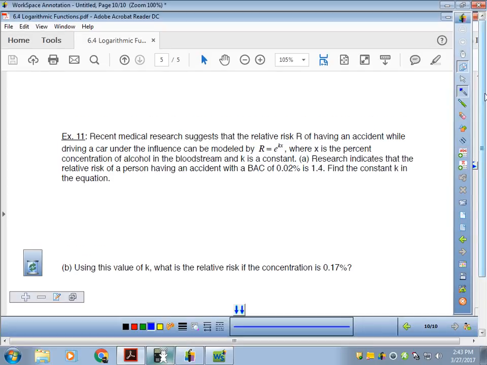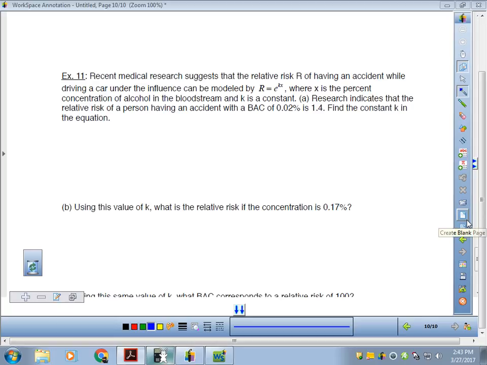So our last thing is a word problem involving exponentials and logarithms, which is not too bad. It says, recent medical research suggests that the relative risk R of having an accident while driving a car under the influence can be modeled by R equals e to the kx, where x is the percent concentration of alcohol in the bloodstream, and k is a constant. Part A says, research indicates that the relative risk of a person having an accident with a blood alcohol concentration of 0.02% is 1.4. Find the constant k in the equation.